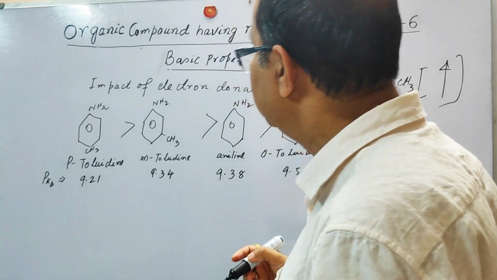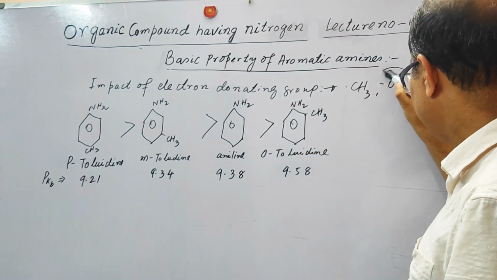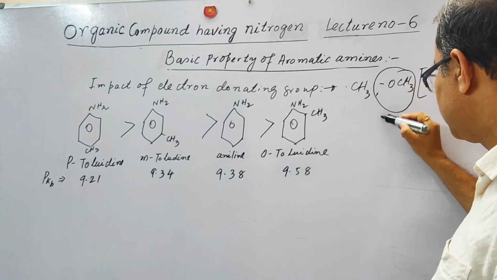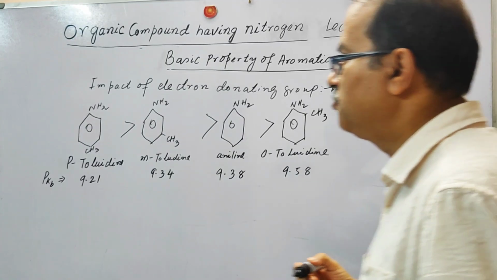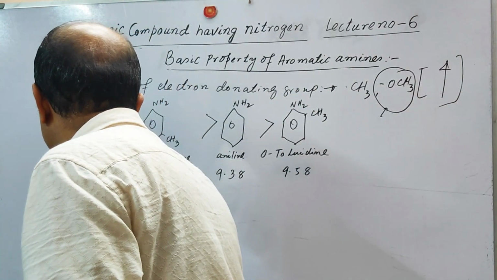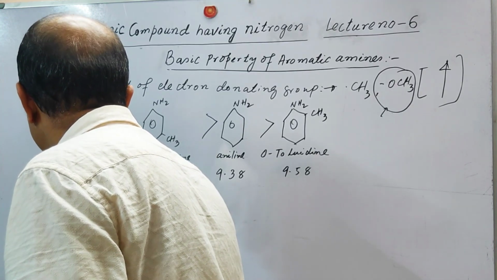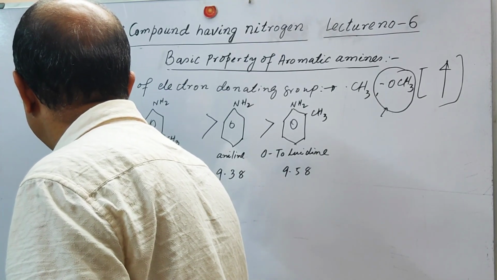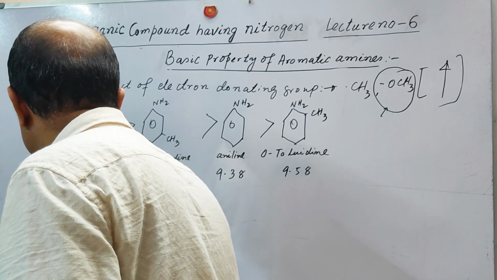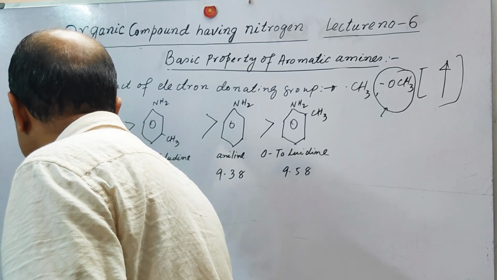Now we will take this electron donating group, that is the methoxy group. The methoxy group is this. First, you will find the para OCH3 group. This is para-anisidine.